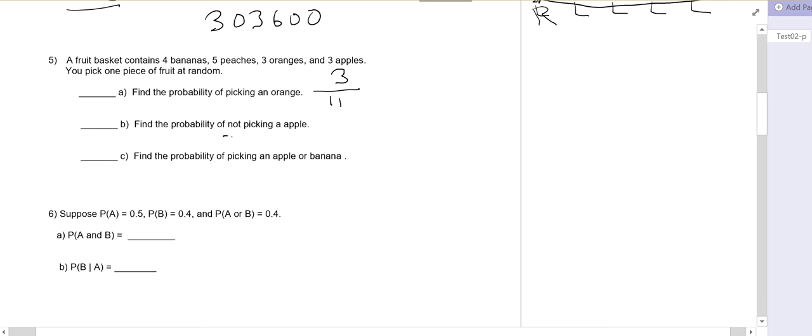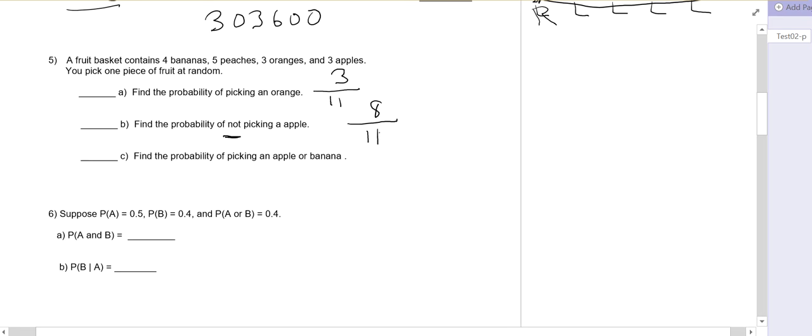What's the probability of not picking an apple? Well, the number of ways I can pick something other than an apple, 5 and 3, 8. How many ways can I pick something? 11. So 8 out of 11.